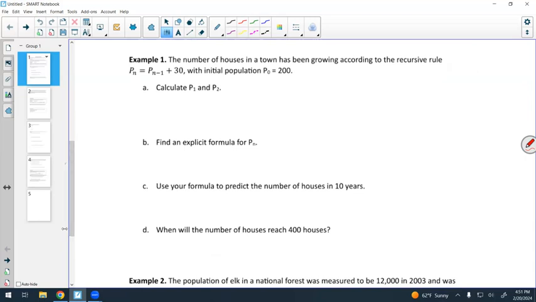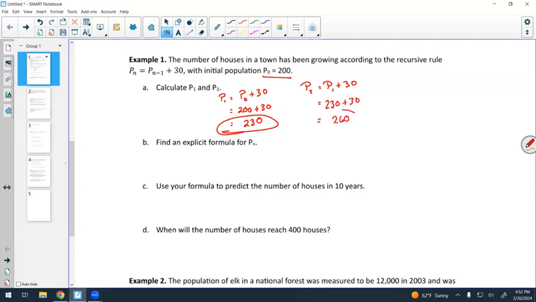The number of houses in a town has been growing according to the recursive rule p sub n equals p sub n minus 1 plus 30, with an initial population p sub 0 equals 200. So we want to calculate p1 and p2. If p sub 0 is 200, p sub 1 equals p sub 0 plus 30, which is 200 plus 30, giving us 230. To find p sub 2, we set p sub 2 equal to p sub 1 plus 30. So p sub 1 we just found is 230 plus 30, so p sub 2 would be 260.